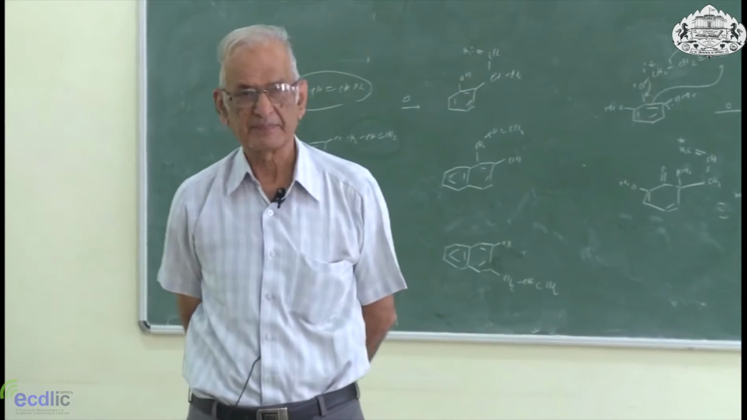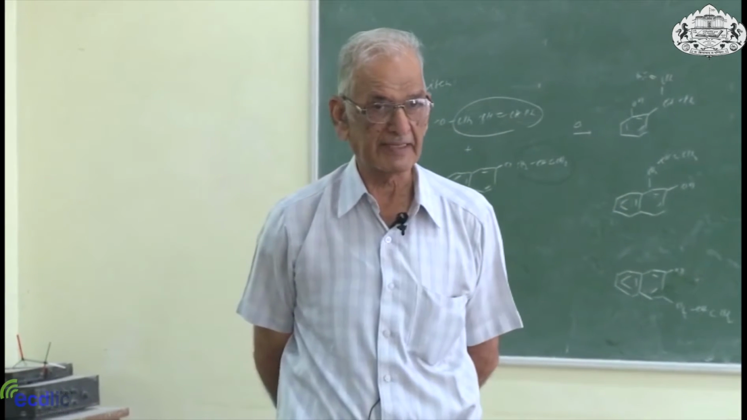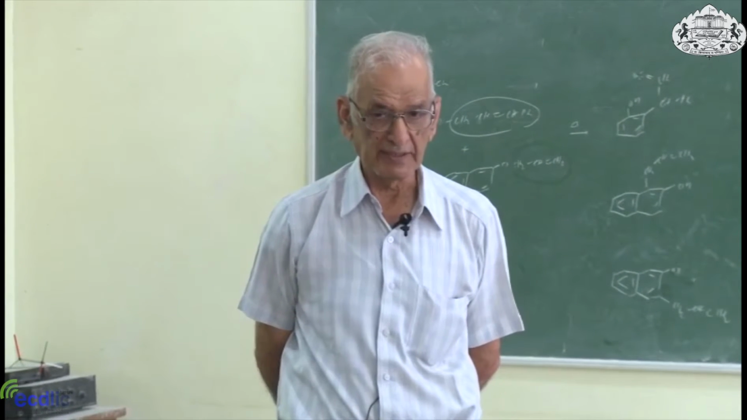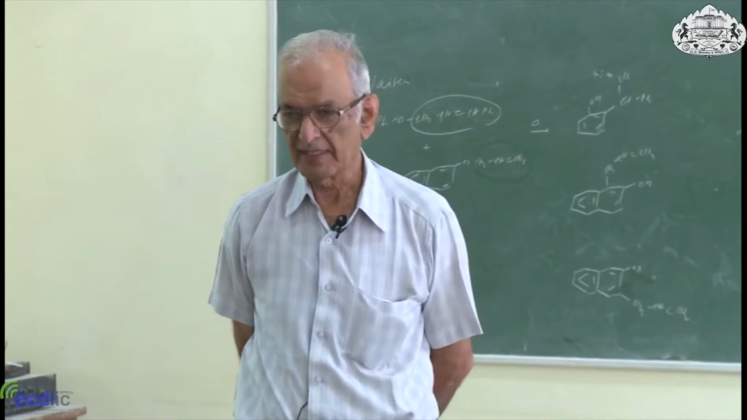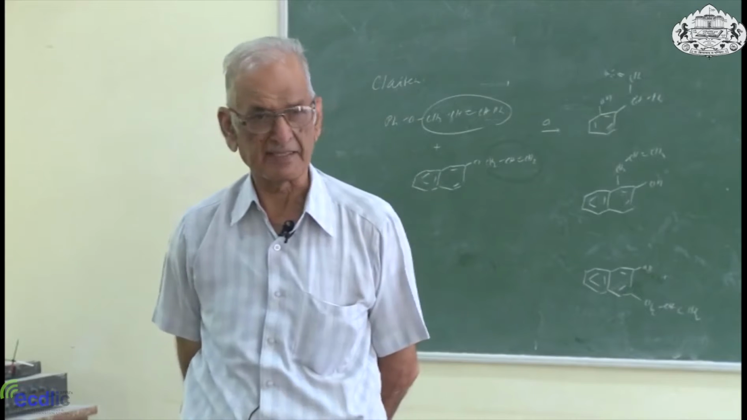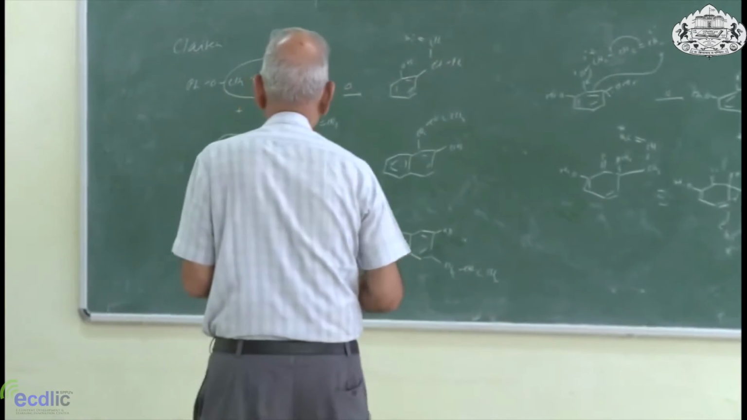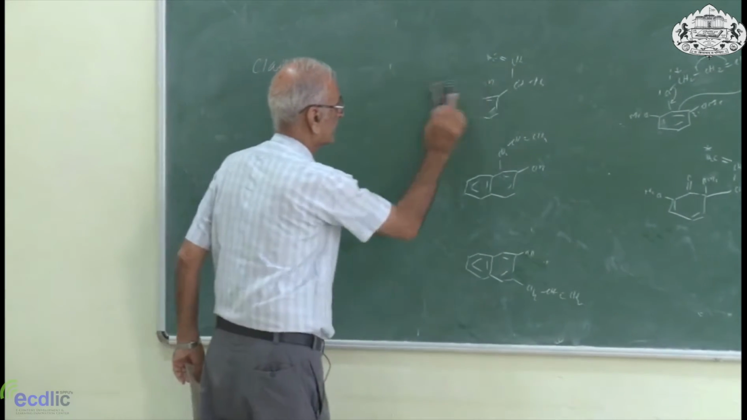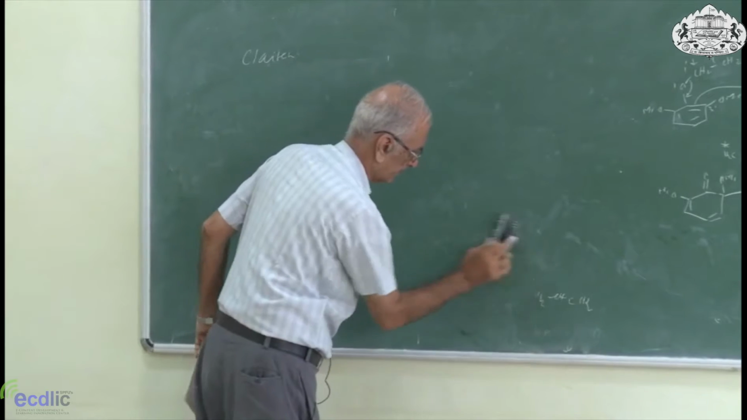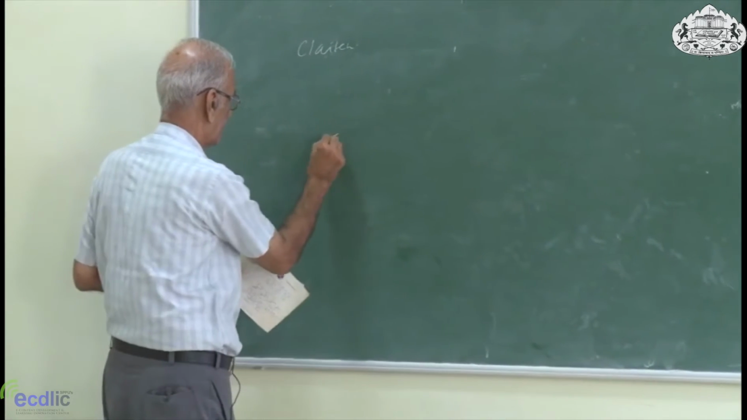Normally, we say ketones are more stable than enols. But here we are converting ketone into enol. Why? Because the enol is going to gain 36 kilocalories of resonance energy. Okay. So, that is your next example. Let us look at our third example.